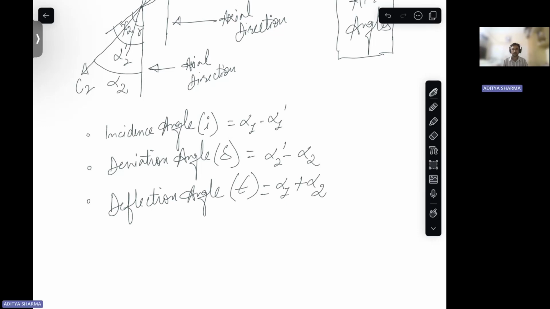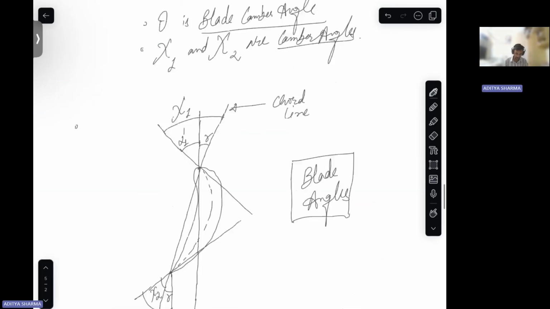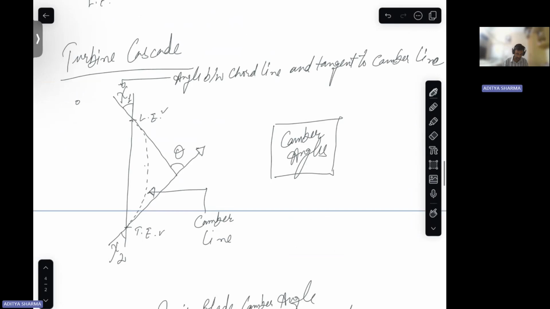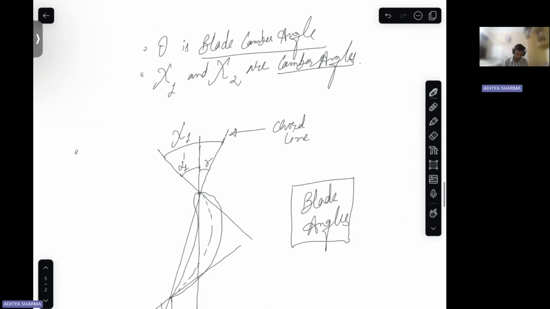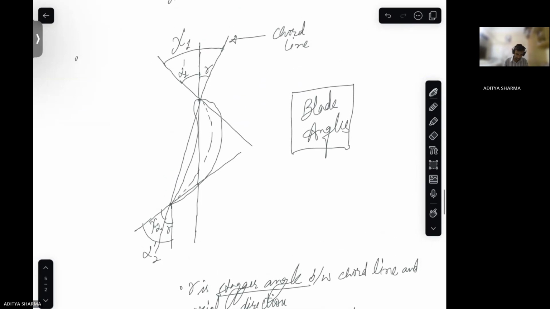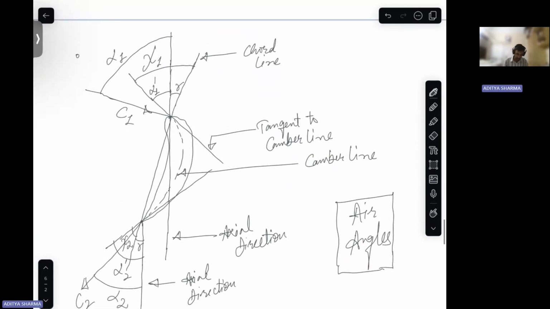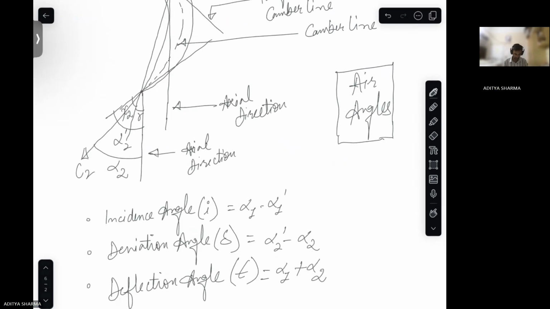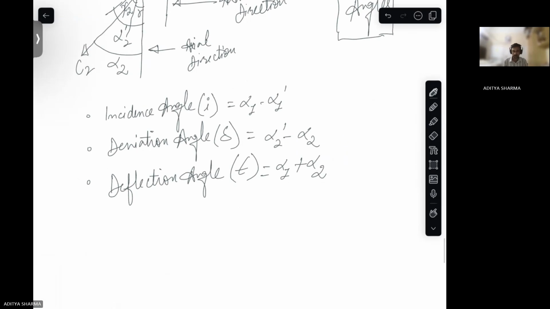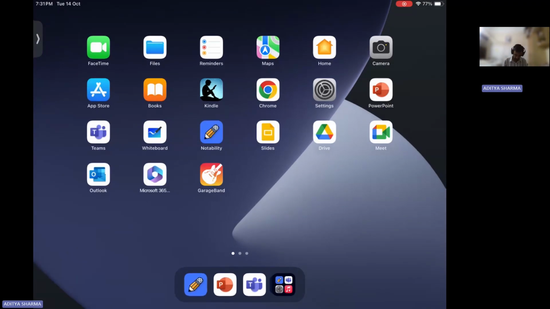So these are different angles that have been discussed in lecture number 39 related to turbine cascade. So camber angles are there, then blade angles are there, alpha 1 dash and alpha 2 dash, and then air angles are there, alpha 1 and alpha 2. Okay. So this is about lecture number 39, and then there are questions related to it.